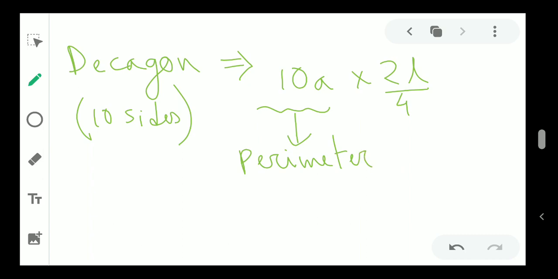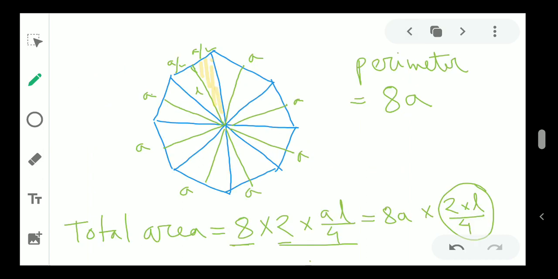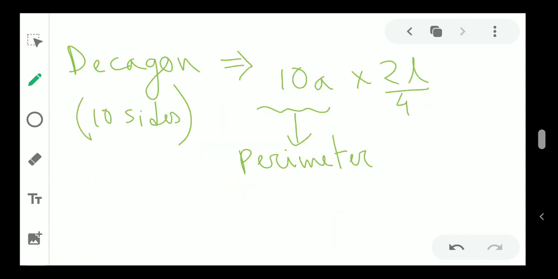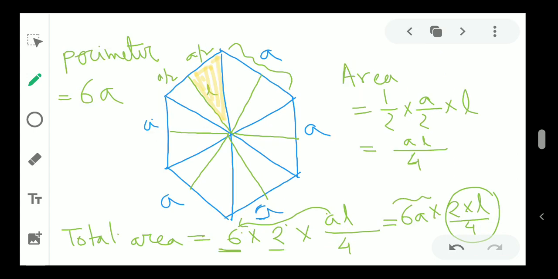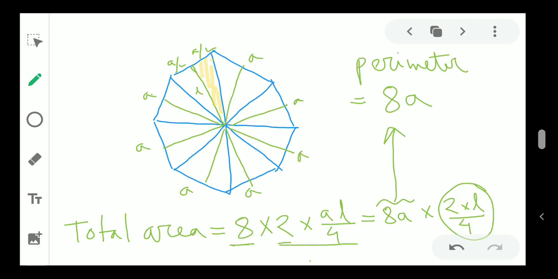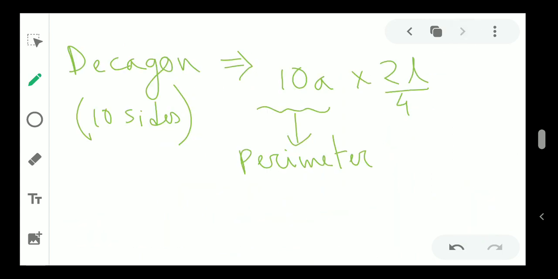So I am getting a formula. We are actually discovering a formula. Okay, so this is really interesting. We are discovering a formula. So this is the perimeter of the decagon. In this case, this is the perimeter of our octagon. This is the perimeter of our hexagon. So we can see that in all of these cases, what is our formula we are getting? Perimeter into 2L by 4. So the area of any such object will be your perimeter into 2L by 4.